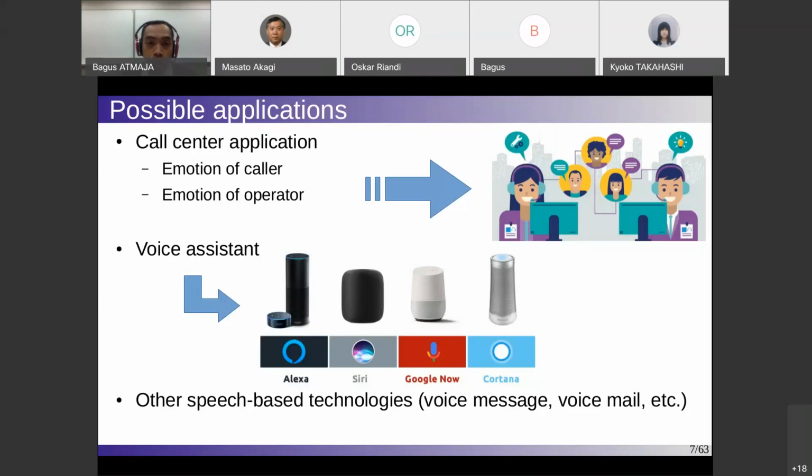This emotion recognition can also be used to measure the satisfaction of the caller or customer. Usually, if someone is angry at first and happy at the end, they are satisfied with the service provided by the company.